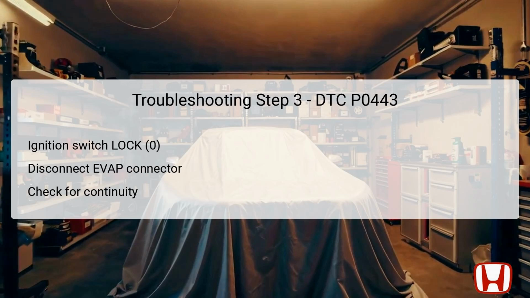In the third step of troubleshooting, again set the ignition switch to the lock position 0. This will ensure that no power is flowing through the system during your tests. Next, disconnect the 2P connector from the EVAP Canister Purge valve to isolate it from the circuit. With the connector disconnected, check for continuity between the designated test points using a multimeter.